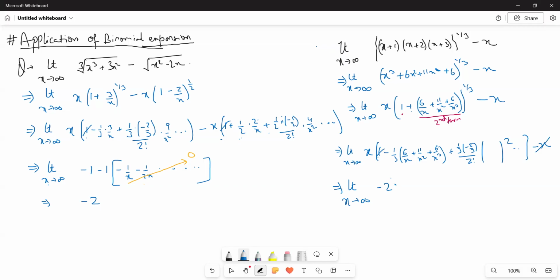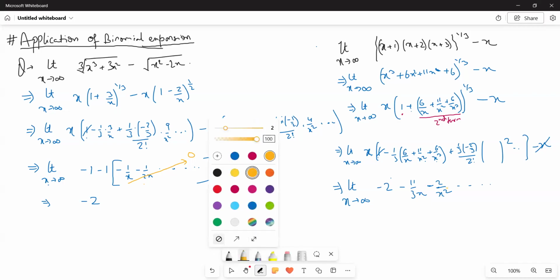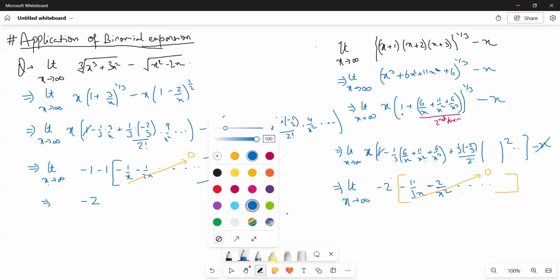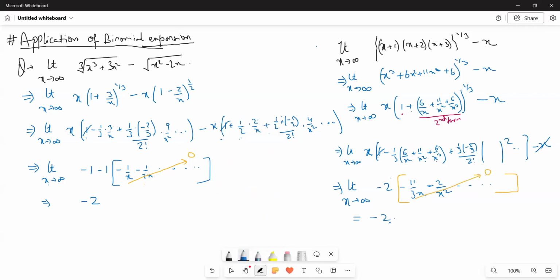Does everyone follow this? Then the next term that we get: x and x square cancel and x remains, so that will be 11 by 3x. Then next, x and x cube leave x square, so that will be 6, and with 3 we get 2, so 2 by x square, and dot dot dot all the remaining terms. Now again, as x tends to infinity, what can we say? All terms from the second term onwards will become 0. And hence what we get is the answer again. The limit is 2.